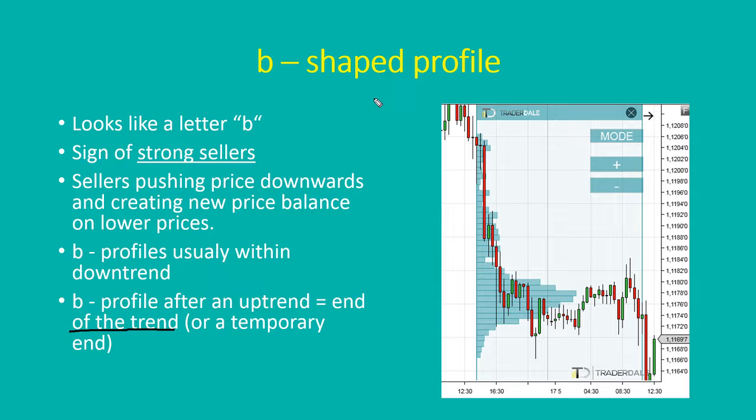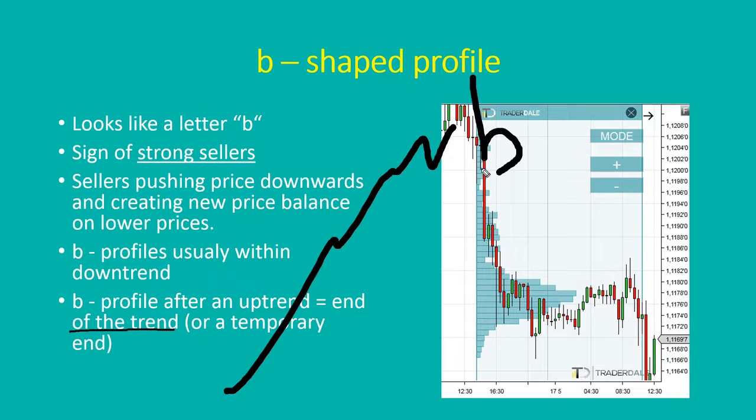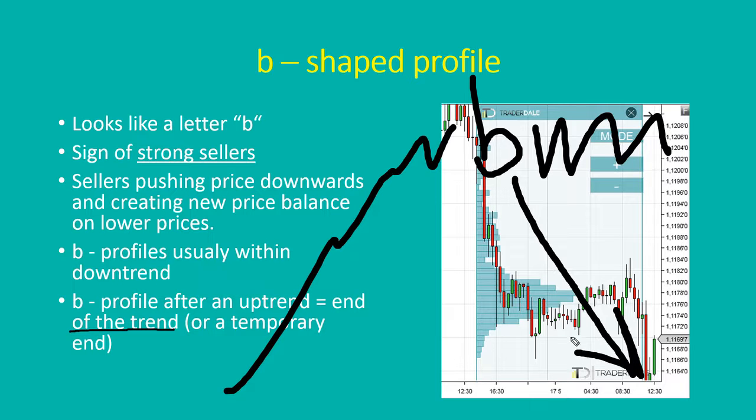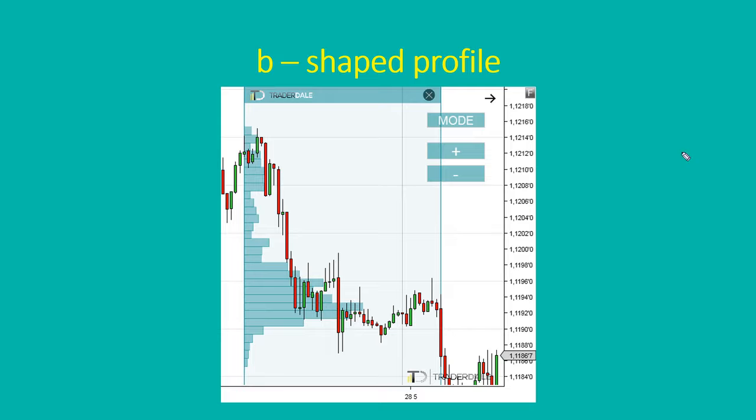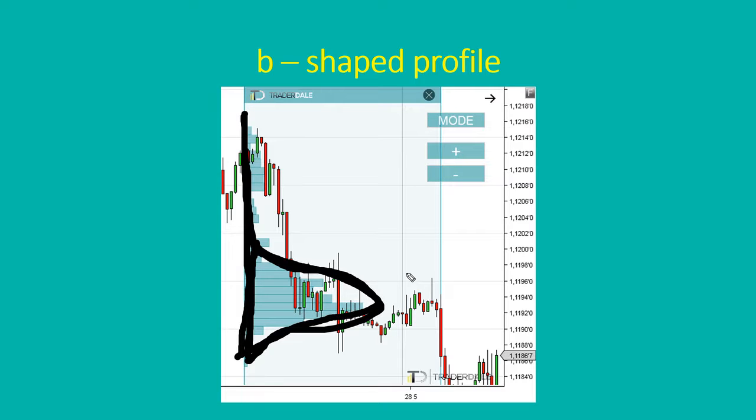But it's not very likely to see a B-shaped profile after an uptrend and nothing happens, the uptrend continues. This is not very common. All right, so when there is an uptrend and a B-shaped profile, there's likely to be a rotation or change of a trend. Here's another example of the B-shaped profile. It's pretty easy to spot. All right, letter B, more or less.